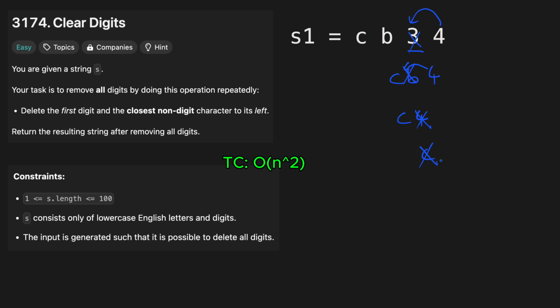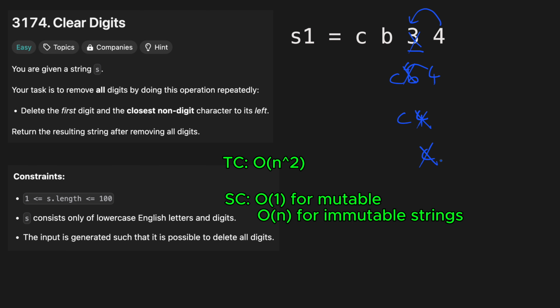because for each digit we perform two delete operations, which involves shifting all the characters on its right to the left, making the time complexity of a delete operation O(n), and in the worst case there will be n by 2 digits in the string, leading to time complexity of O(n^2). And in terms of space complexity, it will be O(1) in programming languages like C++, but in programming languages where we have to create a mutable string implementation like Java or Python, it will be O(n).